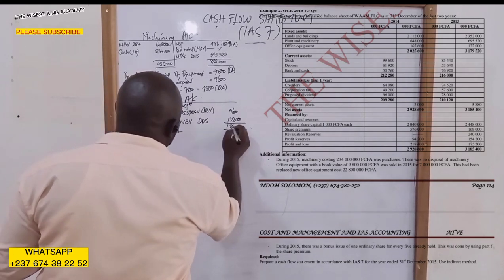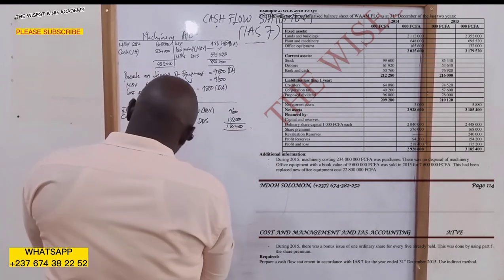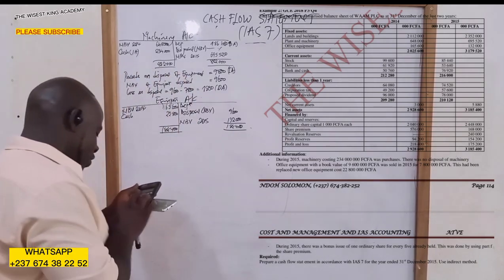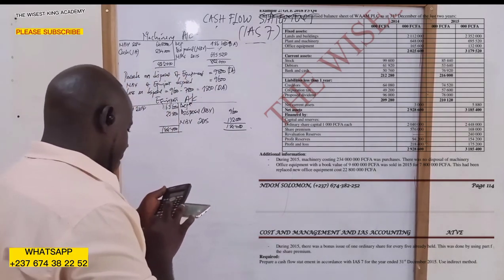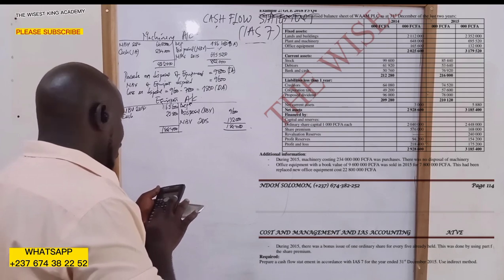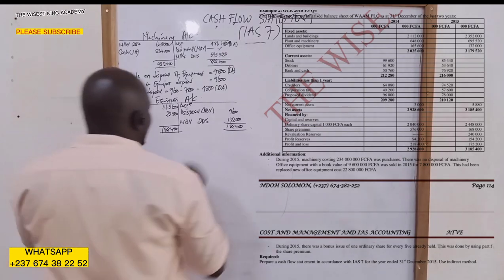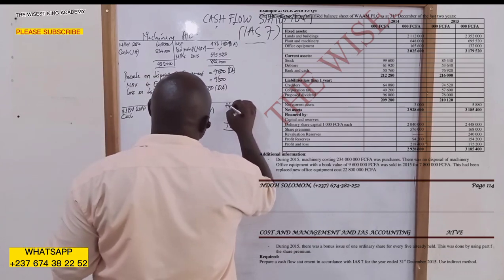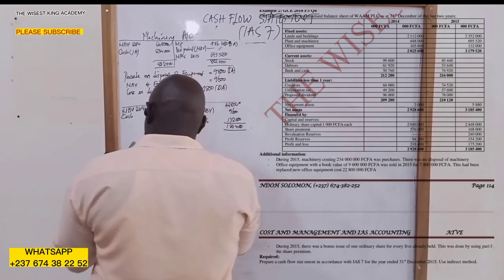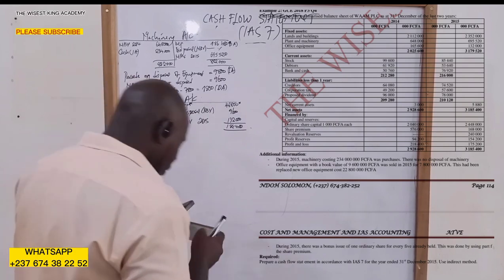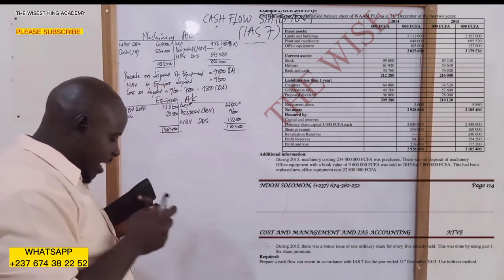188,400. So we subtract from it minus 132,000, minus 9,600. We are going to have 46,800. That's the value of depreciation. 46,800. Very, very important. So we are done at that level.